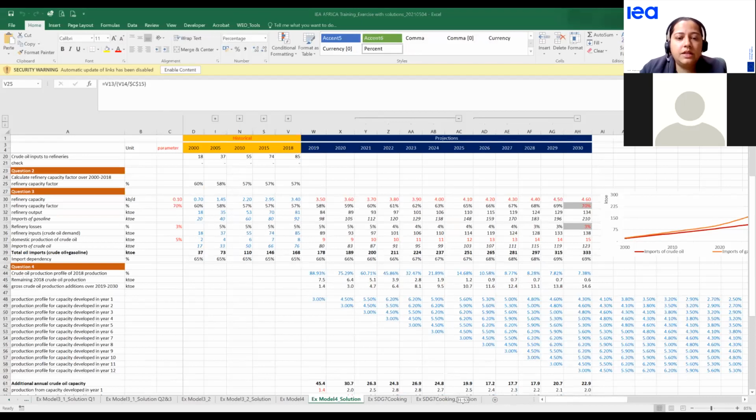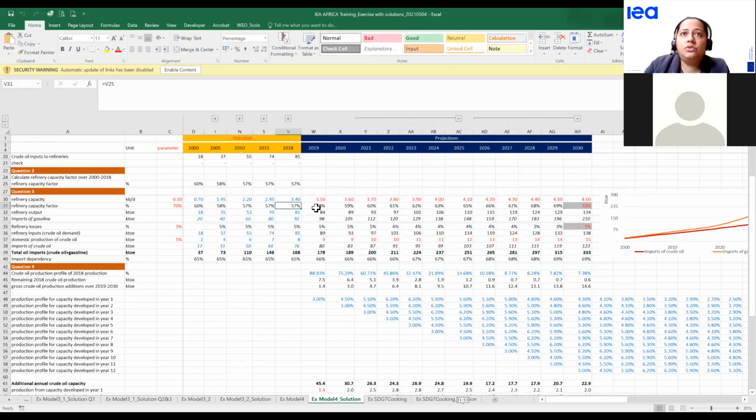First, you calculate the gasoline imports by taking the following assumption. We know that the refinery capacity grows at 0.10 KBD per year. So here in W30, you would increase it by 0.10 up to 2030. So every year it increases by 0.10 KBD. Then you know that your refinery capacity factor grows linearly to 70% by 2030. So in 2030, your refinery capacity factor is fixed to 70%.